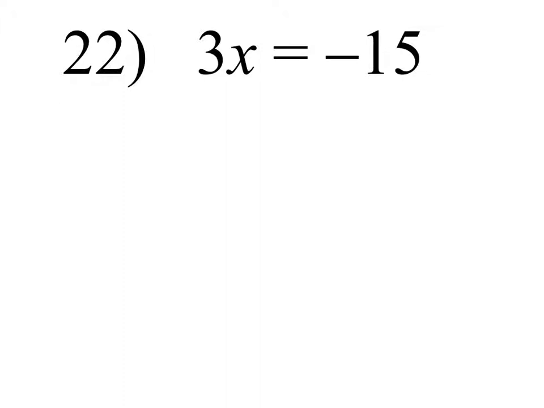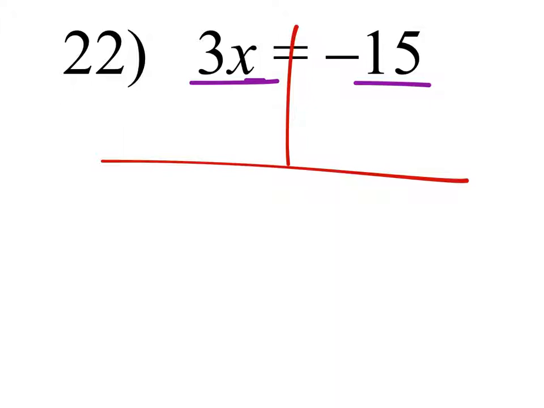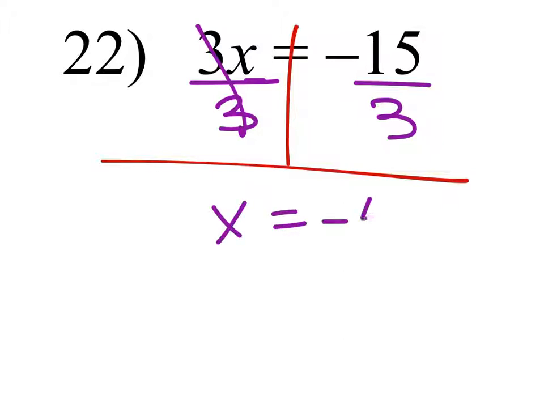Additive inverse or inverse ops on this one? Inverse ops. Why? Because nothing's being added or subtracted. So, are we multiplying or dividing here? Well, it's being multiplied. So what operation are we going to use? Inverse, which is division. Very good. So what are we dividing both sides by? 3. And again, 3 divided by 3 is 1. So we just have x equals negative 5.